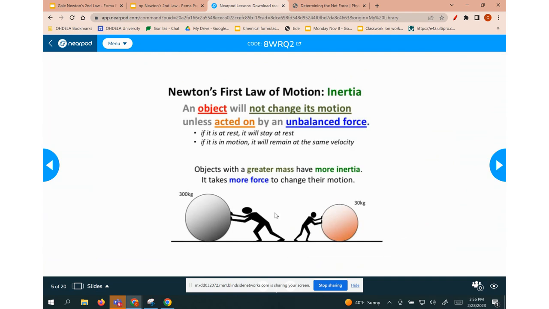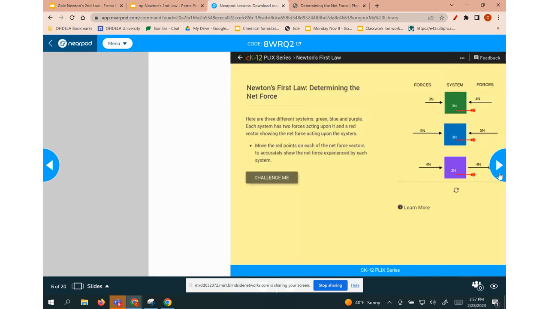So with Newton's law, you can take a look at this. The greater the mass, 300 kilograms, shows that's a large mass, a kilogram being about 2.2 pounds, so about 600 pounds, takes more force in newtons to change the motion than a 30 kilogram mass, so about 60 pounds. An object will not change its motion unless acted on by an unbalanced force. So we'll be talking about unbalanced forces. If it's at rest, it stays at rest. If it's in motion, it remains at the same velocity. No acceleration, so it's not speeding up.